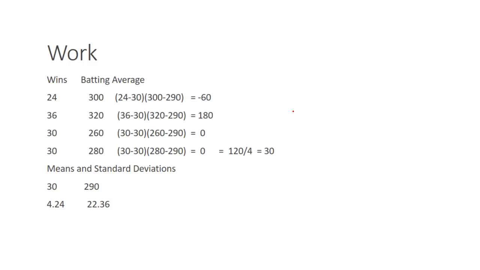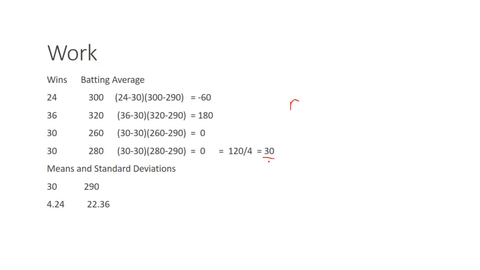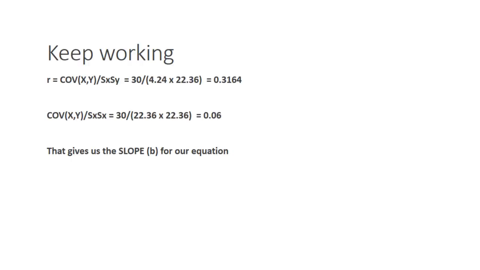I'm going to find correlation. I'm going to find R, right? I know that R is not going to be 1 because it's not a perfect relationship. It's going to be less than 1. So here I get a covariance of 30. That tells me this is a positive, direct relationship, but the 30 doesn't mean anything. I do the math. I divide by the standard deviation of x and the standard deviation of y, right? I'm going to take 30 and divide it by 4.24 and 22.36. I'm going to get 0.3164.